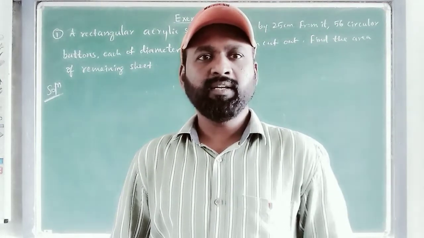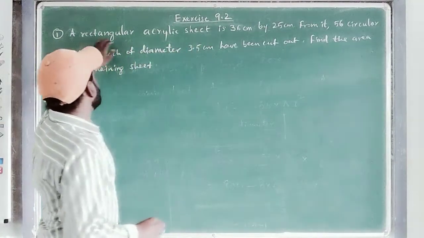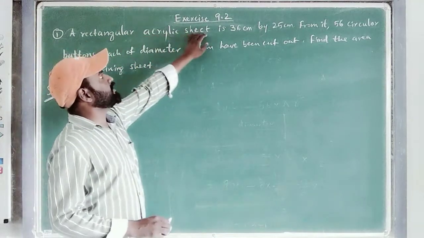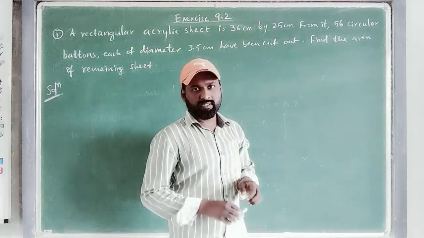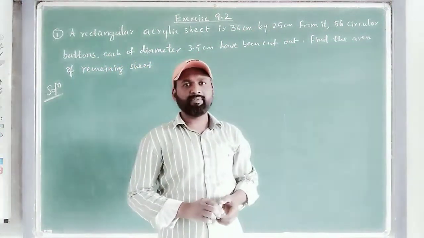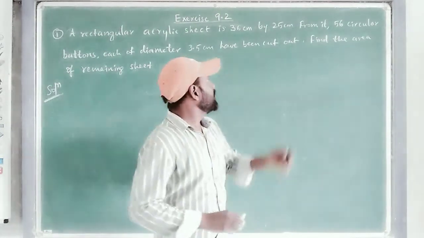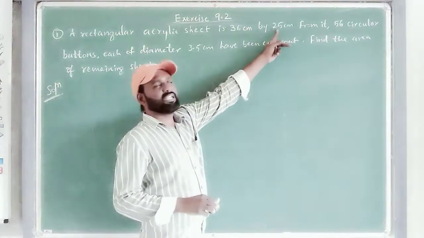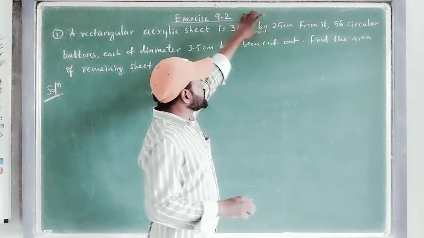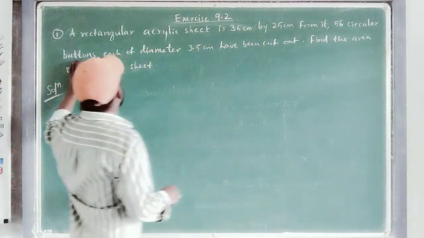Question number 1 in exercise 9.2, what is given? Let's see. A rectangular acrylic sheet is 36 centimeters by 25 centimeters. You know a rectangle's dimensions. What are the dimensions of a rectangle? Length and breadth. So you can take this 36 centimeters as length and 25 centimeters as breadth. So from it 56 circular buttons.